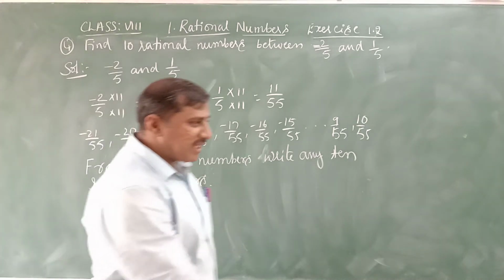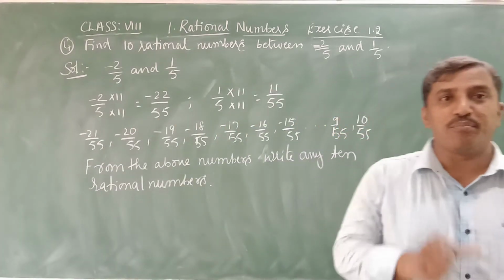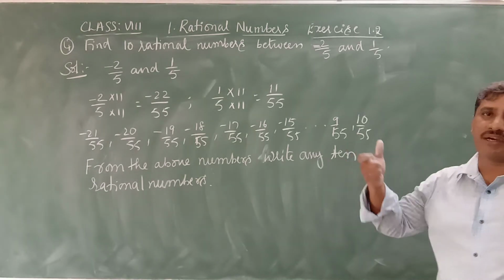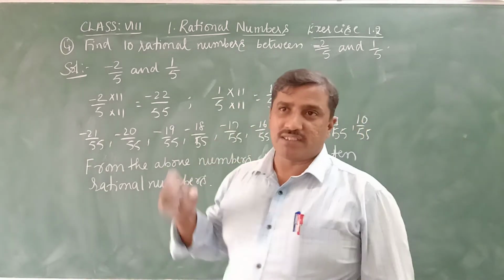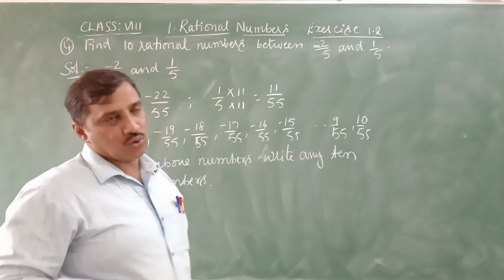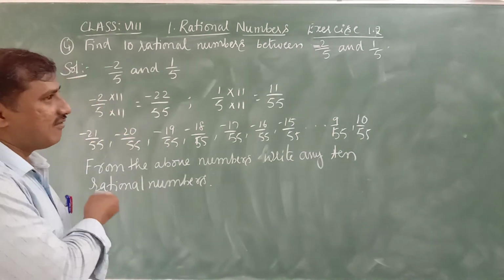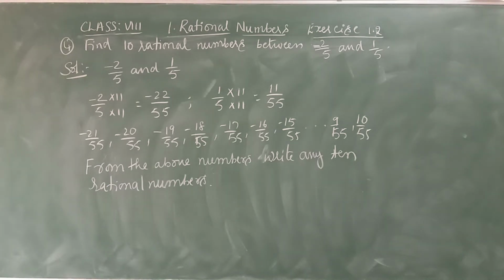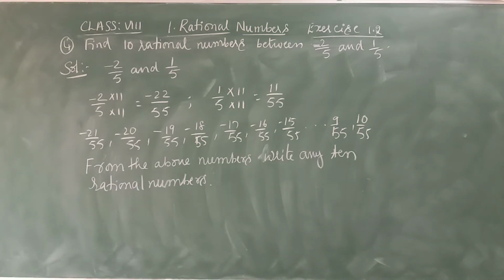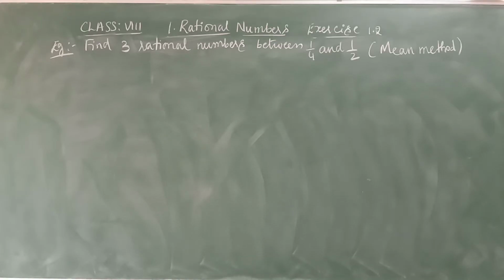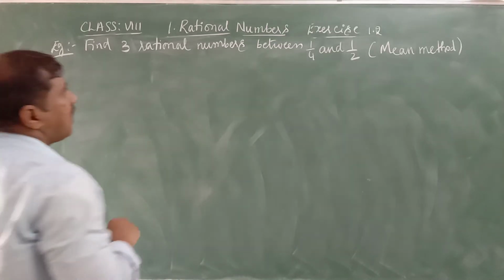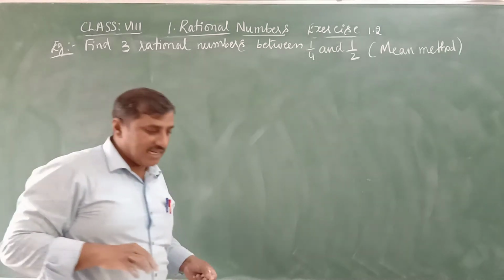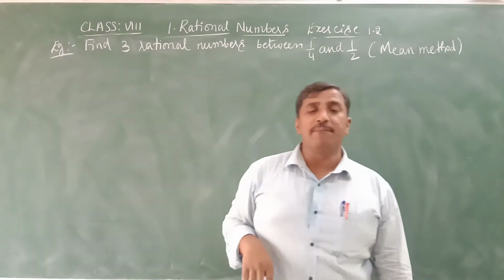Here we have one more method, that is the mean method. The mean of the two numbers will lie between these two numbers. That is a number between those two numbers. So that method we'll discuss with one or two questions. Now we'll discuss finding rational numbers between given two rational numbers by using the mean method.